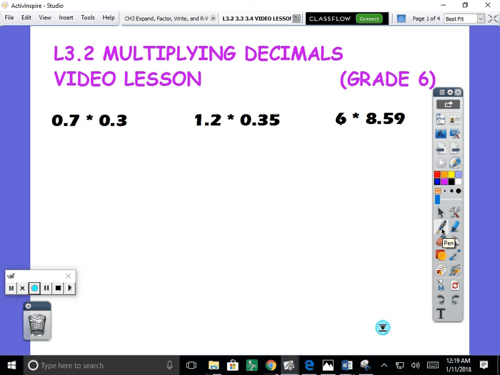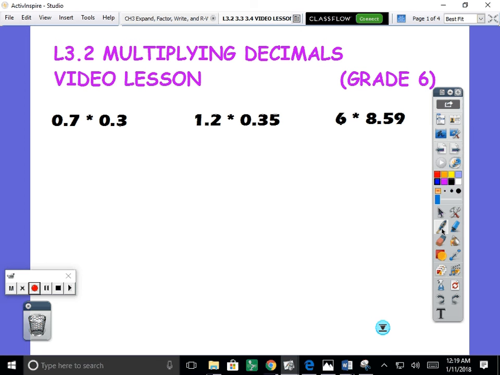We are working on chapter 3 in Math in Focus. We have already learned how to divide fractions from lesson 3.1. We've learned how to use models for that and also the reciprocal multiplication method. Today we're going to work on lesson 3.2. We are going to work on multiplying decimals.